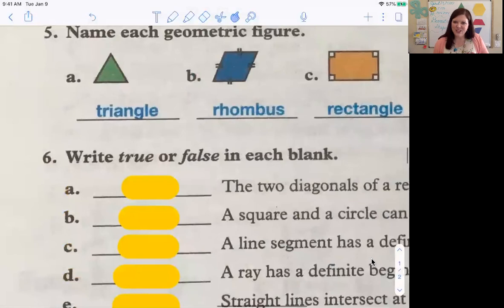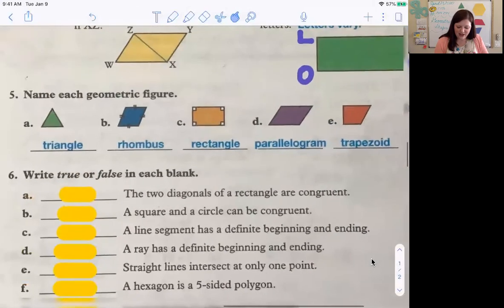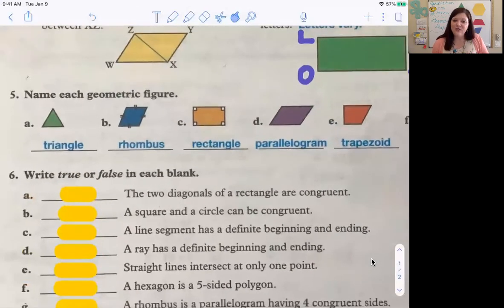Let's move on to our last section that we're going to do together, section 6. Write true or false in each blank. Letter A, the 2 diagonals of a rectangle are congruent. Do you believe that that is true or false? That is true. If we were to go up to section 5, letter C, and if I were to draw a diagonal, it's not a very pretty one, here and there, they should be the same shape and the same size, but of course I'm doing this with technology, so that's never a good thing. But the diagonals should be equal.